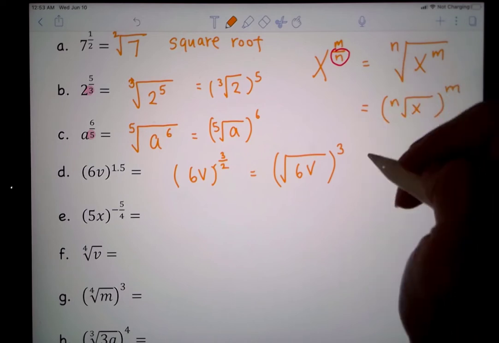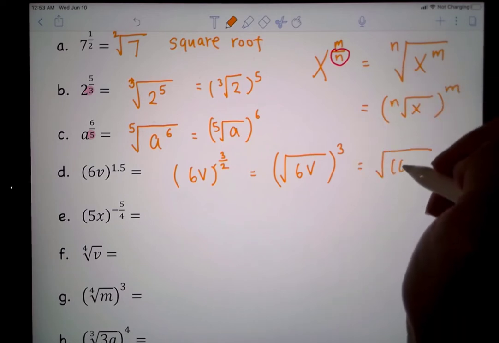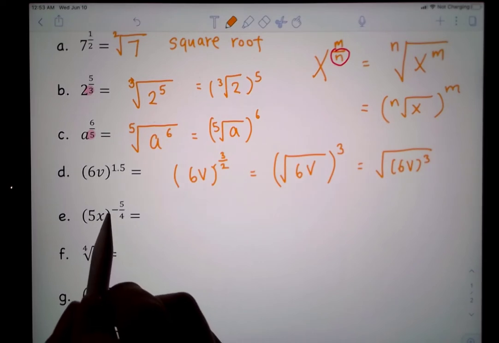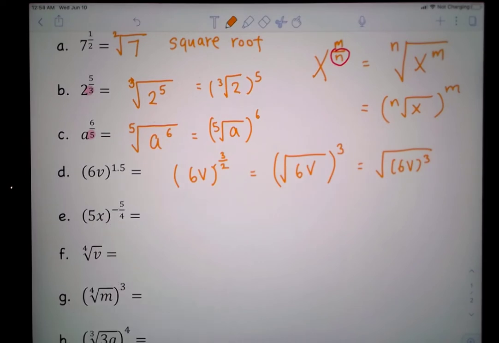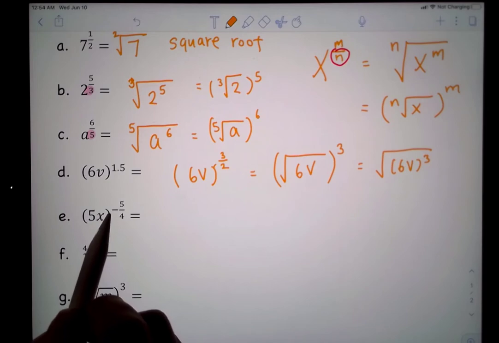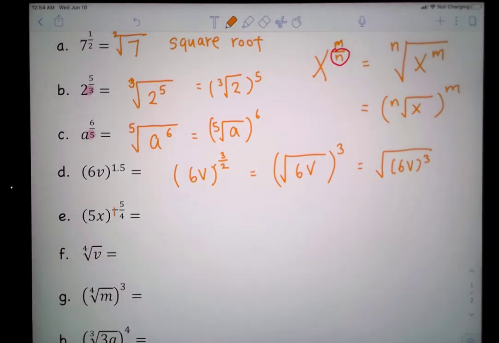Or you can have square root of 6v cubed. That's fine. And E. Oh God, you got negative and fraction, right? Negative and fraction. Then what do you do first? You do negative first, because that's the confusing part. So I'm going to do negative first. So I will get rid of this negative sign.